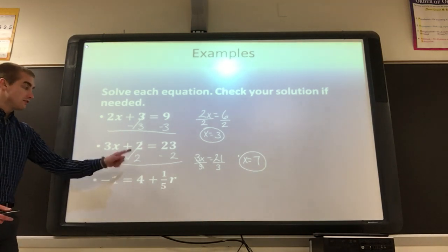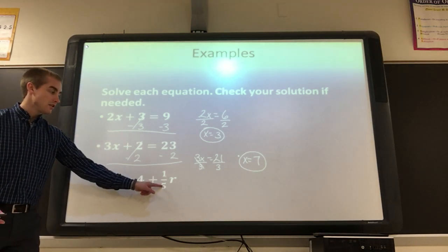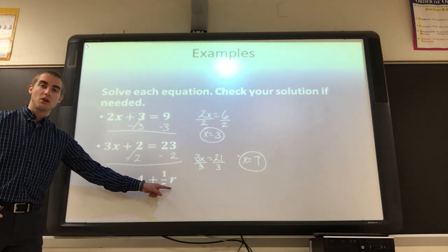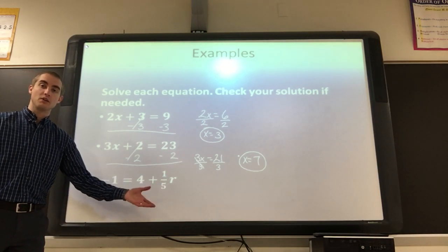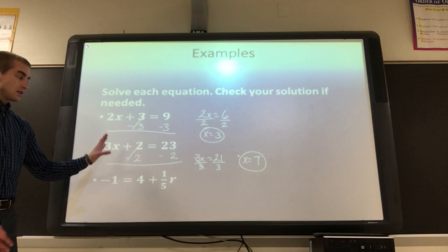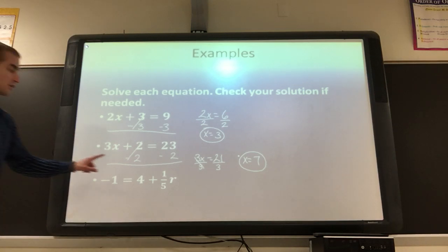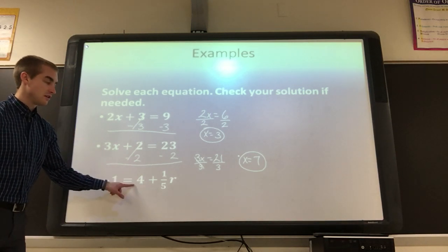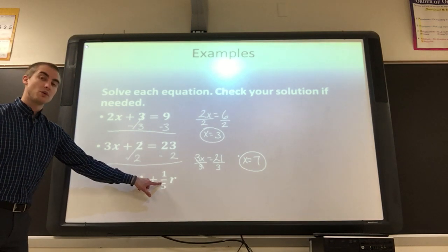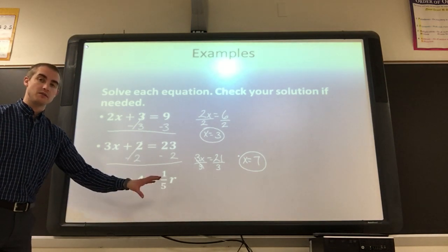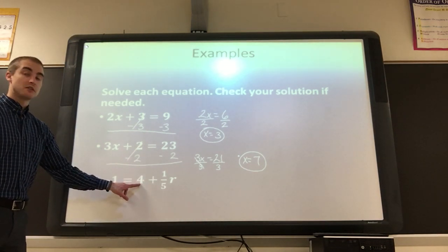We want to get rid of the 4 and we want to get rid of the 1/5, so that way all we're left with is that r. So what we need to get rid of, we want to get rid of the number that's by itself. Wait to get rid of the 1/5 until the very end. So we're first going to get rid of this 4.